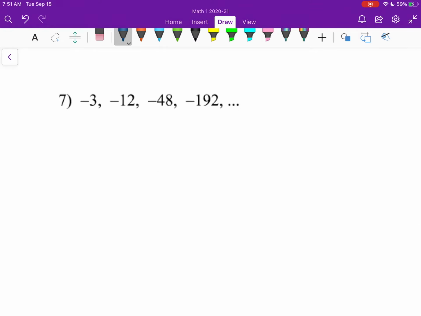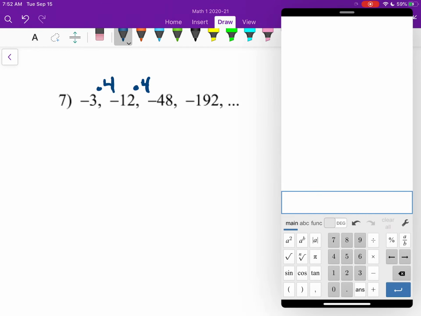Number 7, how do we get from -3 to -12? Well, we could multiply by 4. And then -12 to -48 also is multiplying by 4. And -48 to -192, I think, isn't 4, but let me check. -48 times 4. Yep, looks like it. So our common ratio is 4. And it's a positive 4 because they're not oscillating between negative and positive.